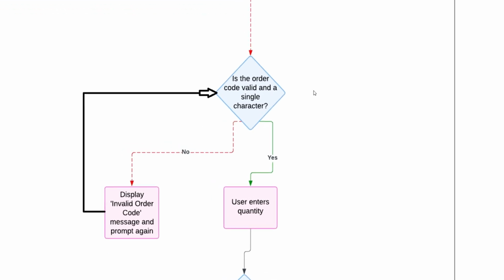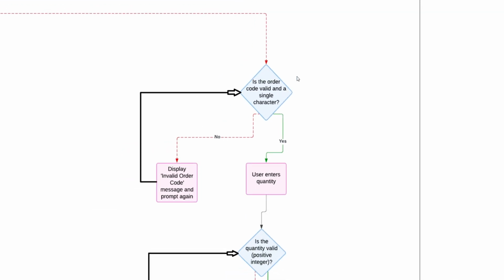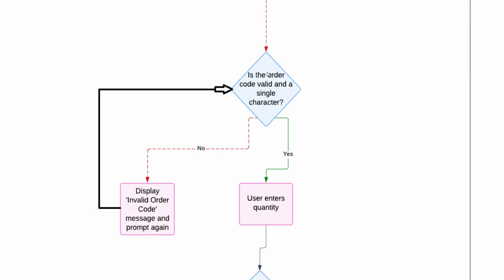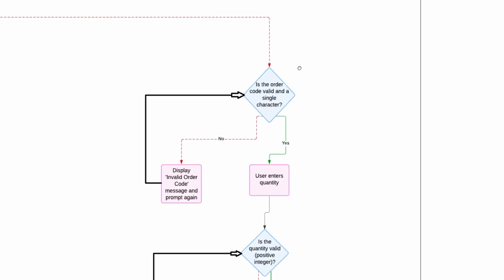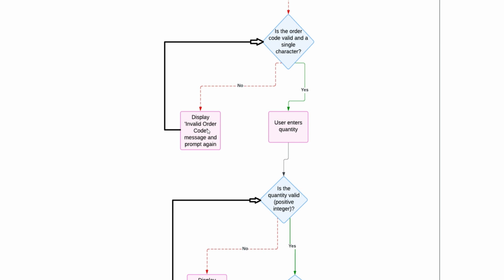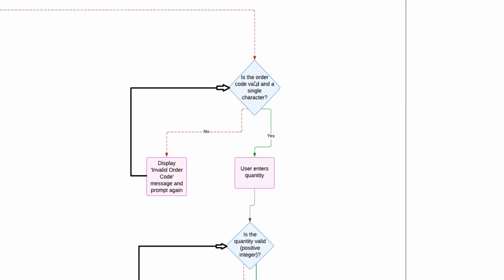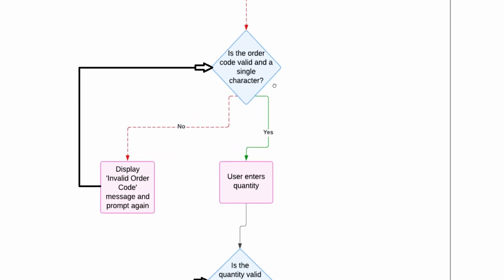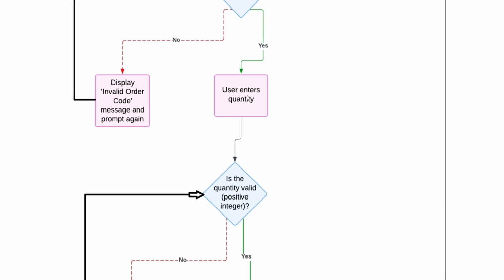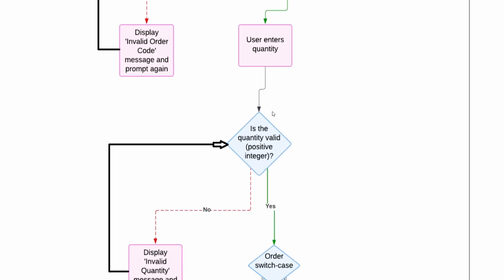they will be greeted with another condition: is the order code valid and a single character? If the order code is a number or a symbol, then it will display an invalid order code message and prompt the user to try again. Then this loop goes back to the same condition. If it's a single character, then yes, the user enters the quantity.